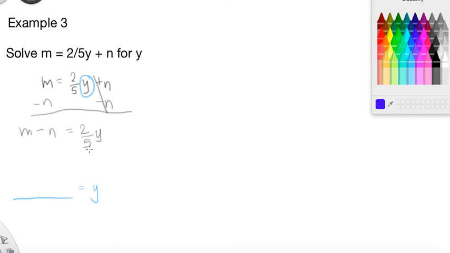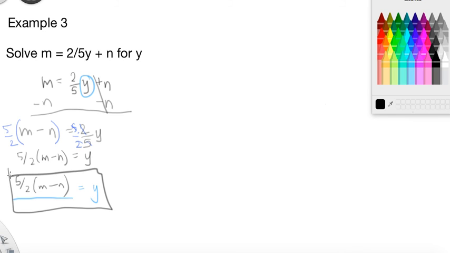The reciprocal of 2 over 5 is 5 over 2. So I'm going to multiply by 5 over 2 on both sides. I have to multiply this whole thing by 5 over 2. Okay, so here we're going to cross out, as we know, if we take a number and multiply it by the reciprocal, we're going to be left with 1. So we get 1y equals 5 over 2 times m minus n. And that is our answer, 5 over 2 times m minus n.